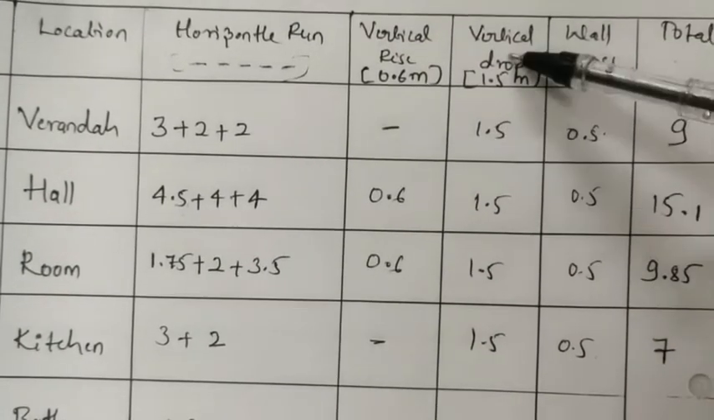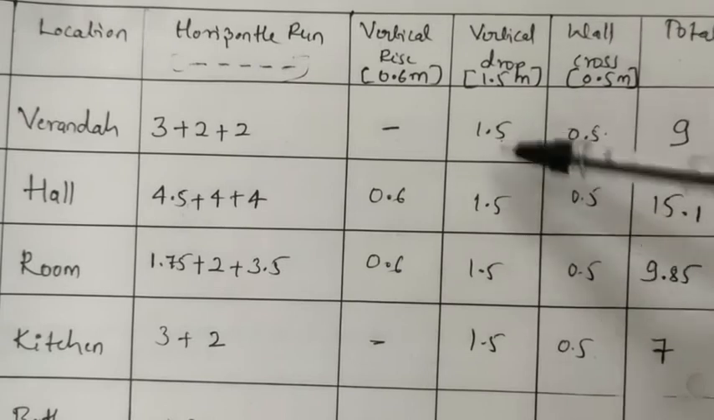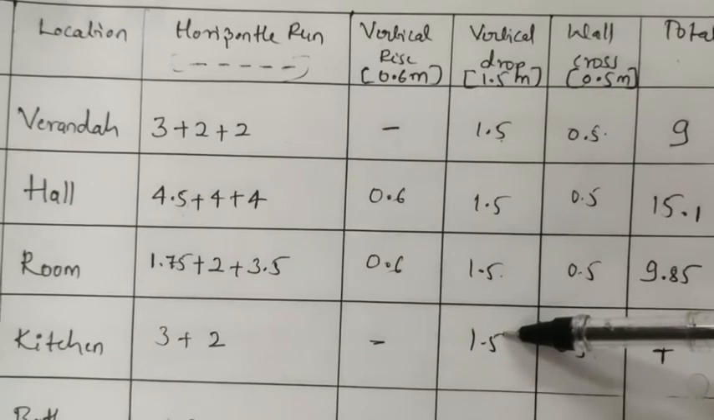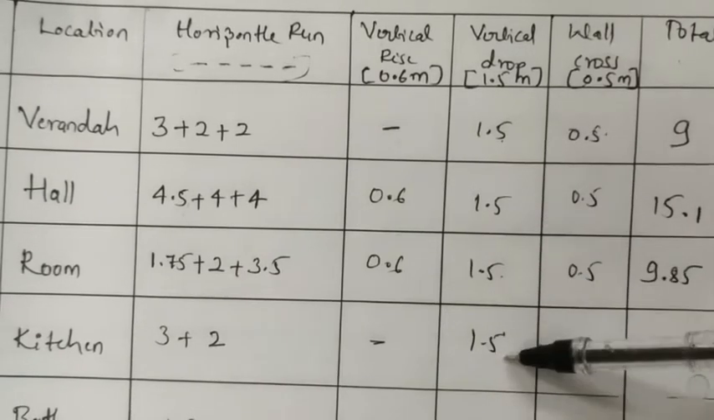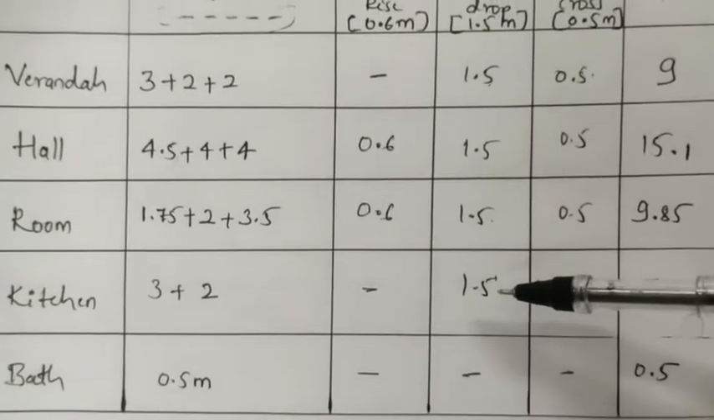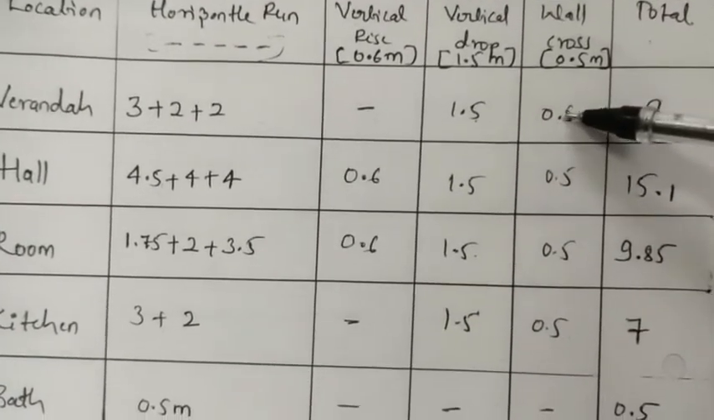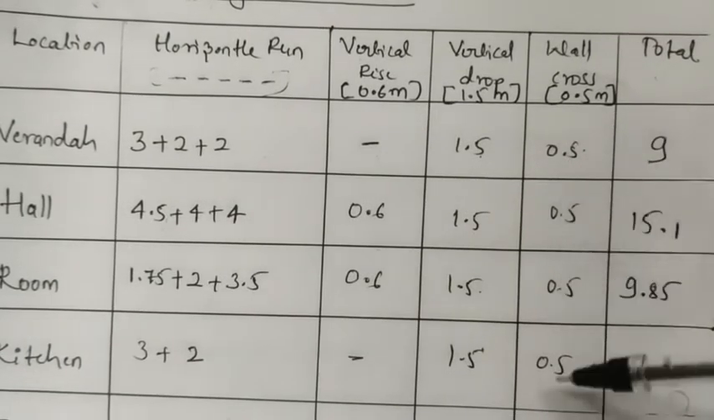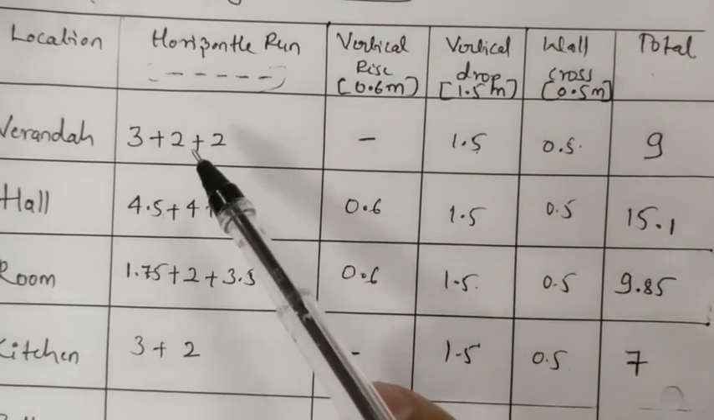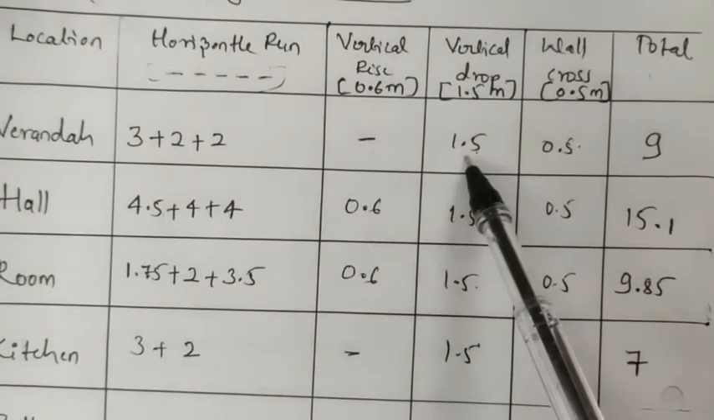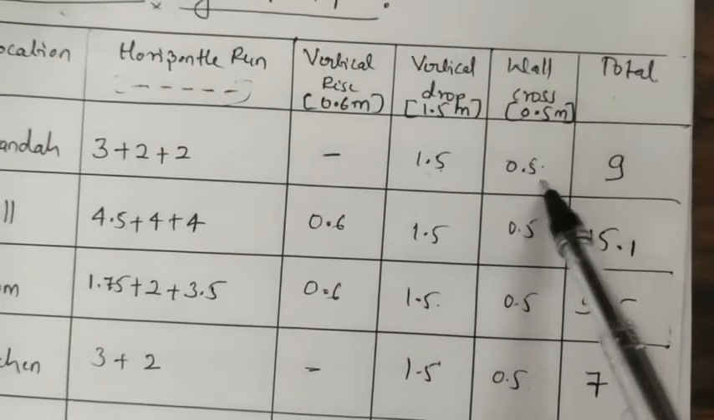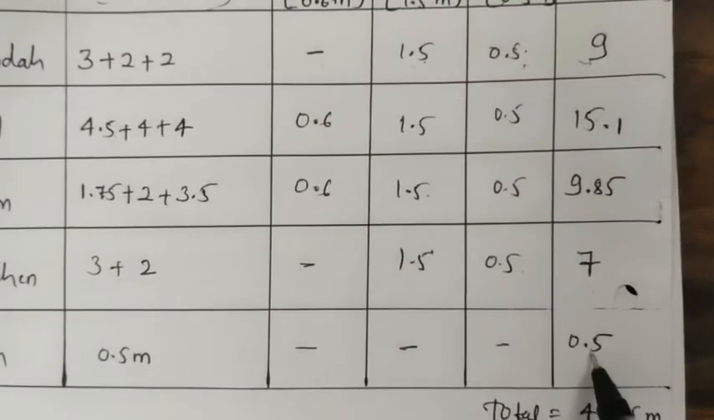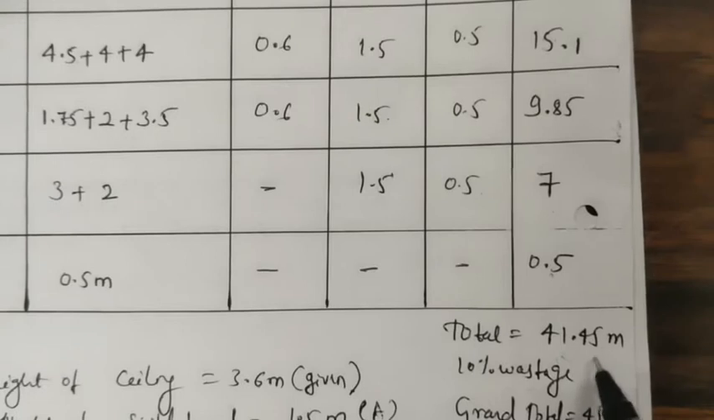Switchboard means vertical drop 1.5. Veranda, it is there; hall, switchboard is there; room, switchboard is there; kitchen, one switchboard is considered. So 1.5, 1.5, 1.5, 1.5, and dash for the bathroom, we have not taken any switchboard there. And wall cross, wherever the cable is running from one room to another room, you can take 0.5 meter wall cross. Just adding all the things, 3 plus 2 plus 2, 7, plus 1.5, 8.5, plus 0.5, 9, and so on. So total you will get 41.45 meter.